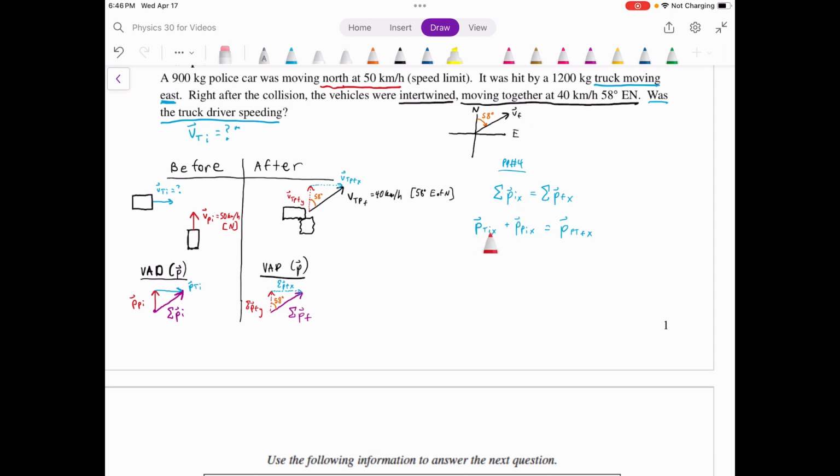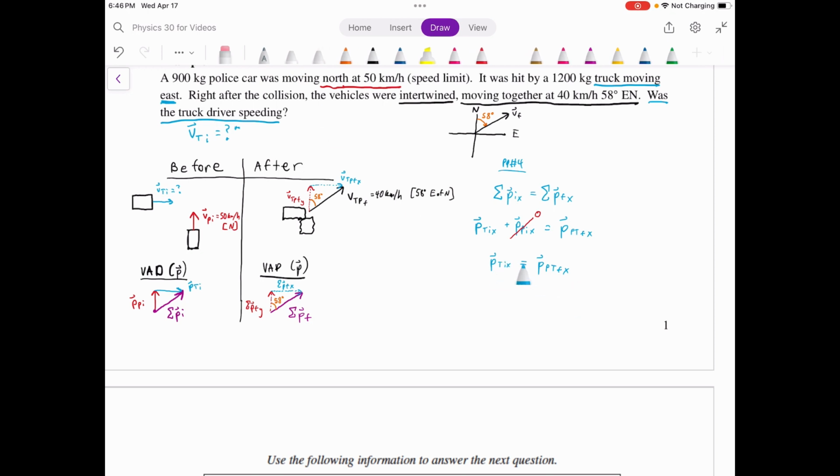The momentum of the truck initial in the x-axis, well, that should be able to let us find the velocity of the truck initial, because that's just its mass times its initial velocity, right? But you're right, the momentum of the police car initially in the x-axis is 0 because it's only moving north. So that simplifies our calculation a bit here, which means the momentum of the truck initial, its x component, is actually just the momentum of the whole system final in the x-axis, right?